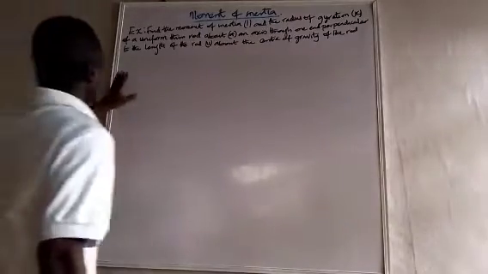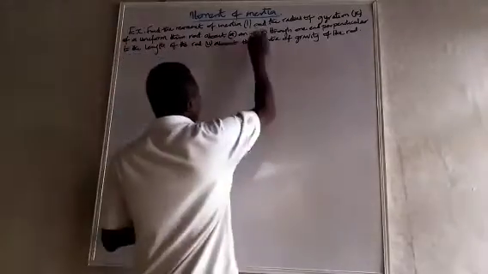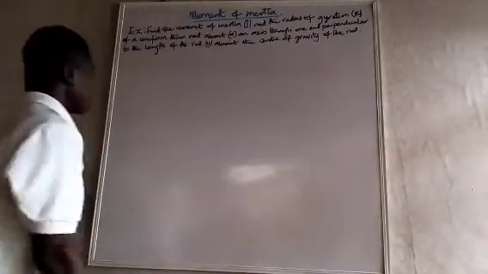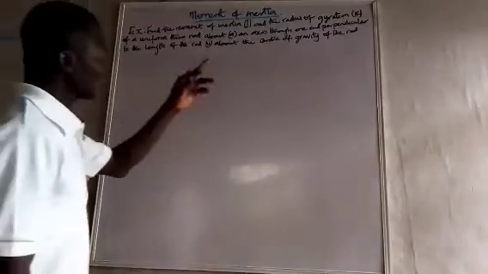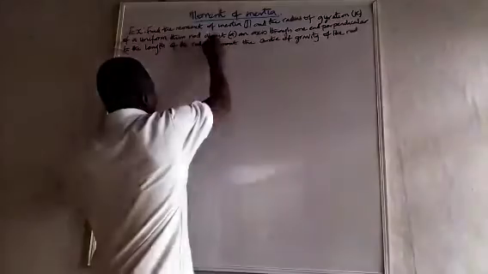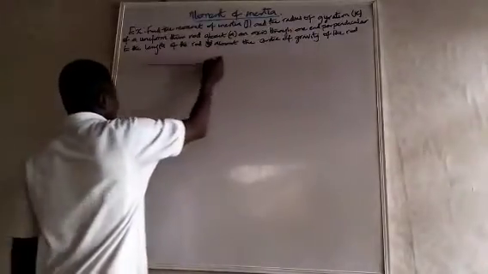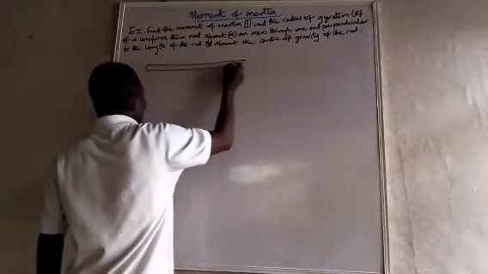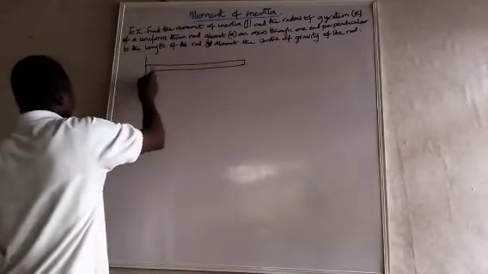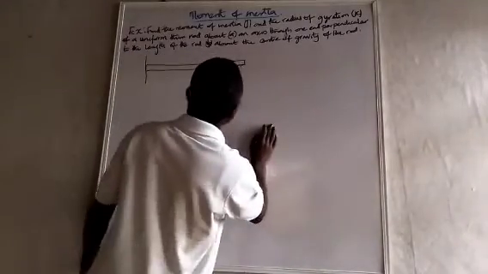Now we have this problem. Find the moment of inertia I and the radius of gyration K of a uniform thin rod about A, an axis through one end perpendicular to the length of the rod, and B, about the center of gravity of the rod. Now we have a very thin rod like this. You can see, and we are told the length.